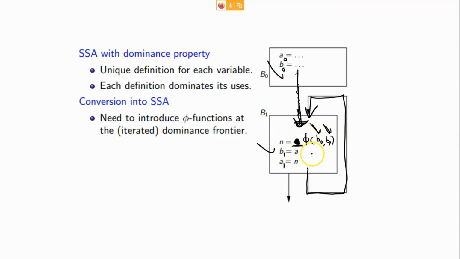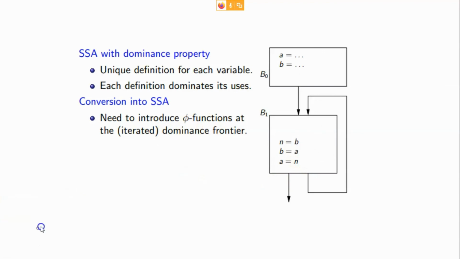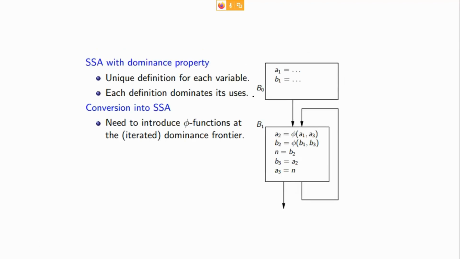Now similarly here, what to put, A0 or A1? You can do the same thing again: phi(A0, A1). This is how you can convert the given program into SSA. So this is the idea of how you can convert a loop into SSA form. It is a very simple idea: just a new concept, the phi function, that we need to apply.